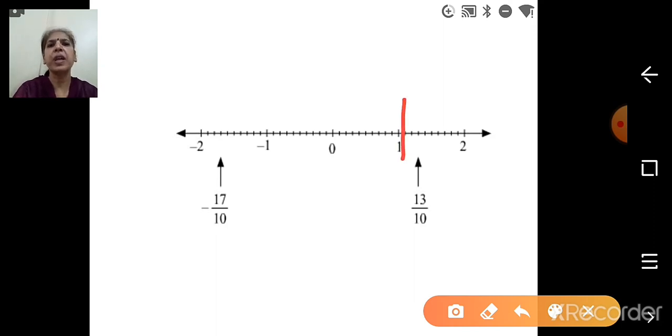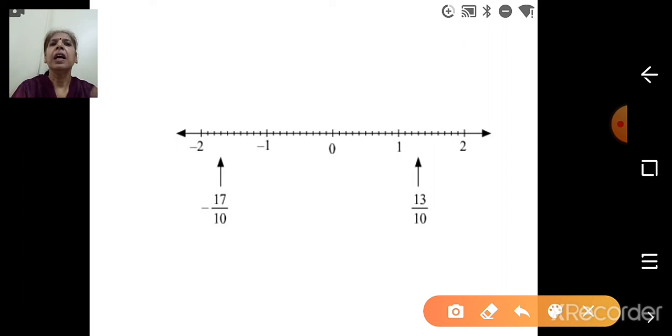Remember children, your 1 is nothing but 10 upon 10. 10 upon 10 is 1. So this is your 1. And after 1, that is 10 upon 10, you have to count 11, 12, 13. So you have to take the third point after 10, that is your 13 upon 10. So this way you are going to show very neatly.